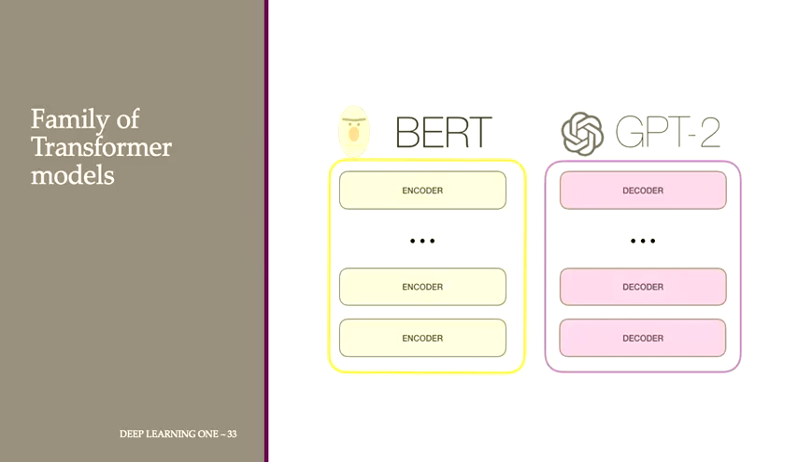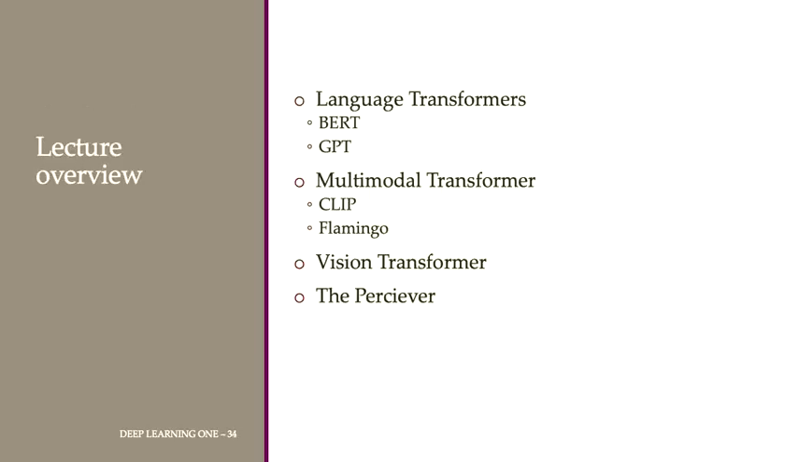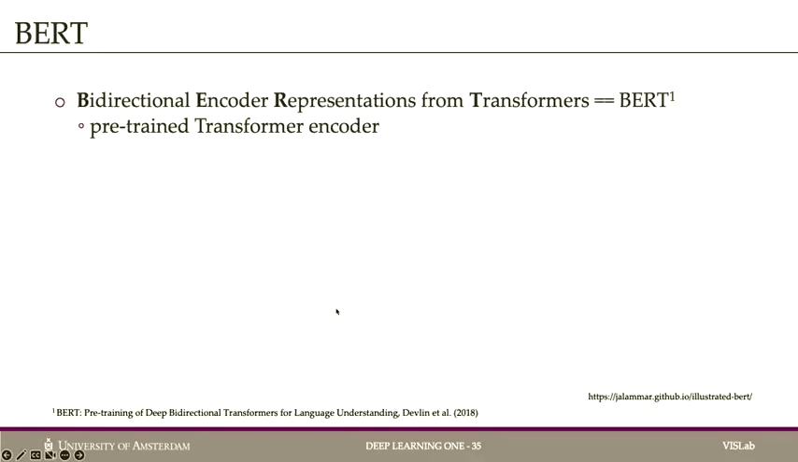Okay. So in the second part of the lecture, we're going to talk about different transformer models. So this is the overview of the lecture. First, I will talk about language transformers, the two probably most famous ones, BERT and GPT. Then a bit about multimodal transformers, basically when vision comes in, so vision and language transformers, such as CLIP and Flamingo. And then we'll talk about the vision transformer, and finally the perceiver as a more general transformer architecture.